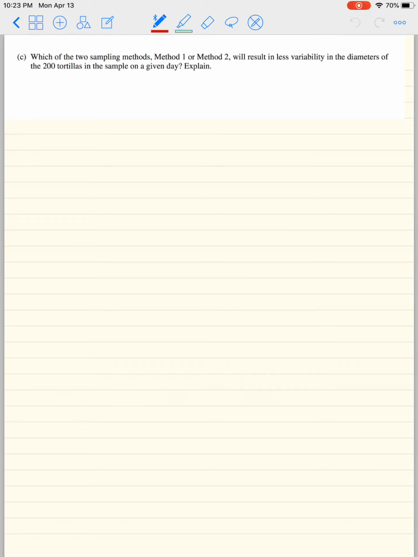Which of the two sampling methods, method 1 or method 2, will result in less variability in diameter of the 200 tortillas in the sample of any given day? Okay, so variability, we know, is the standard deviation. Now, this is dealing with the mean of x bar, so we use this formula here. Remember that mu of x bar is equal to mu and sigma of x bar is equal to sigma divided by the square root of n. So method 2 would result in less variability.